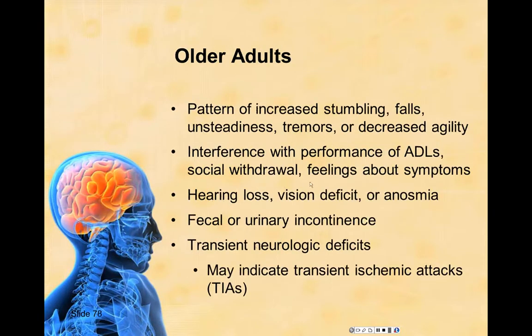In older adults, whether they're having increased falls, they're stumbling, any unsteadiness of gait, any tremors, decreased agility, whether they're having trouble with their activities of daily living, any hearing loss, vision deficits, any fecal or urinary incontinence, any transient neurological deficits may indicate that they are having TIAs.